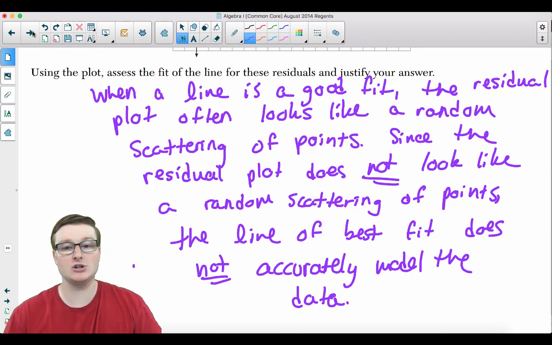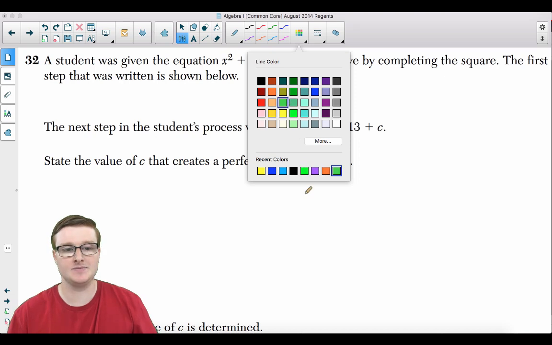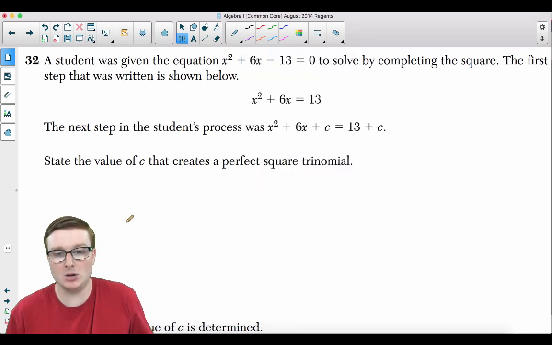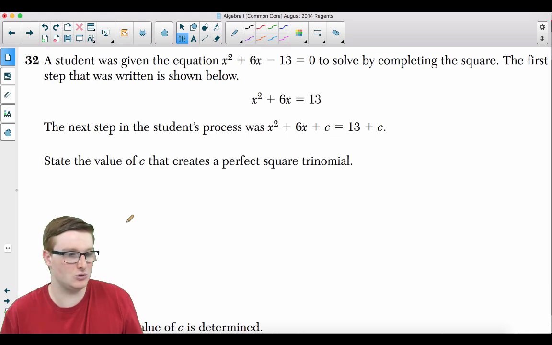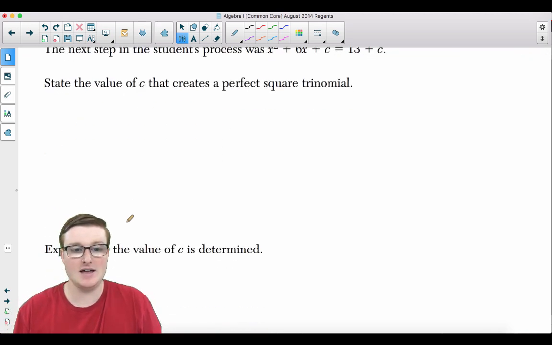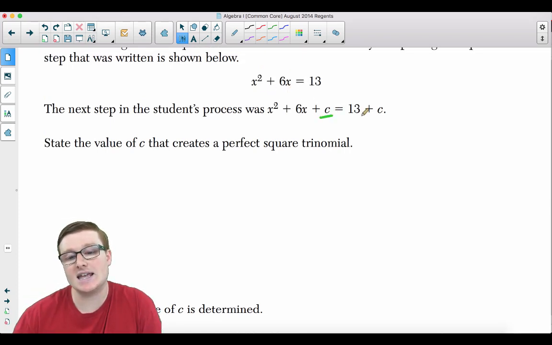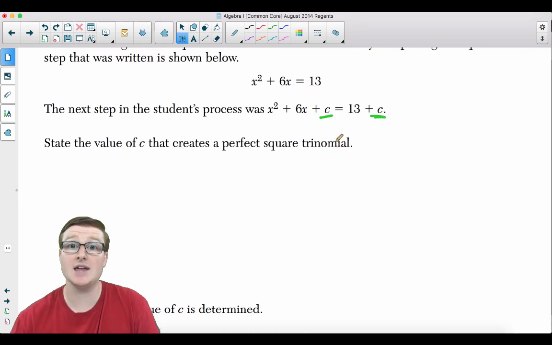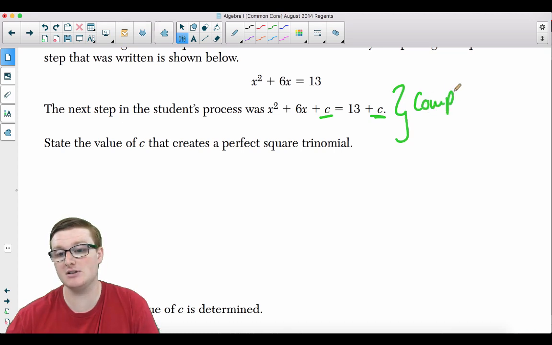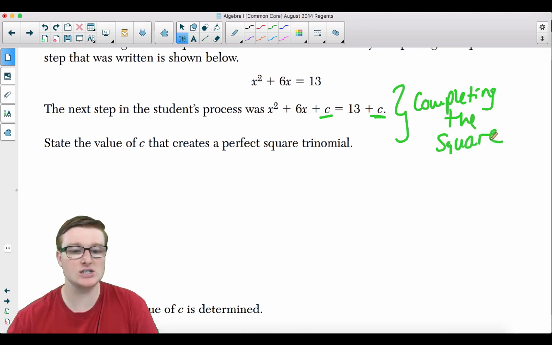All right, moving on to question 32, the last of the part 2s, and it says, a student was given the equation x squared plus 6x minus 13 equals 0 to solve by completing the square. The first step was written as shown below, and it says that the next step in the student's process was this. Ooh, wait a minute. He's adding a c value to the left and the right. This is completing the square, ladies and gentlemen. This should be buzzing around in your head. Completing the square method.